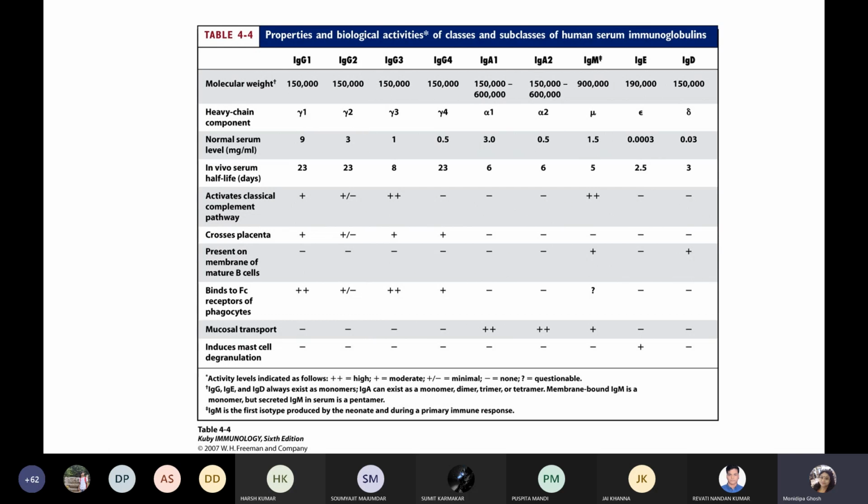Now, the other antibody population, immunoglobulin E, immunoglobulin D and immunoglobulin A, these varieties of the antibody are mainly produced in the secondary immune response. Now, what is secondary immune response? Can anybody tell? What is secondary immune response?